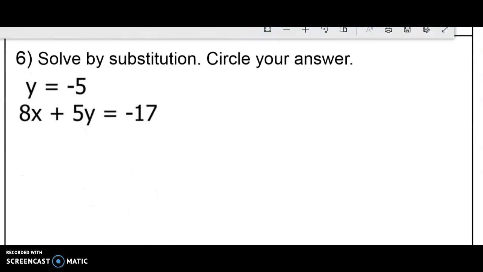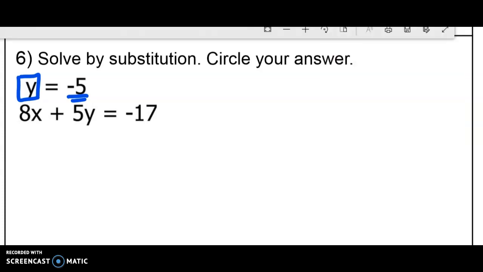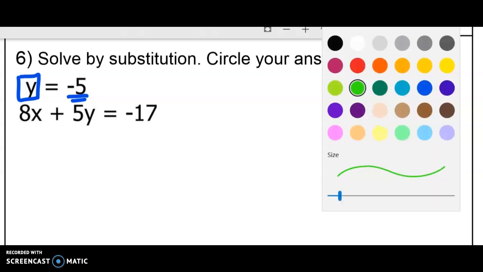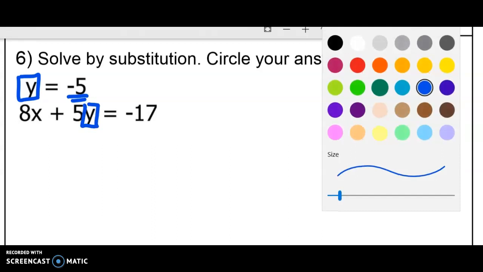Okay, so this one's set up perfectly for us to do substitution. It already has a variable by itself. It says that y is the same thing as negative 5. So all I've got to do is, in the other equation, where I have a y, I'm going to plug in negative 5.